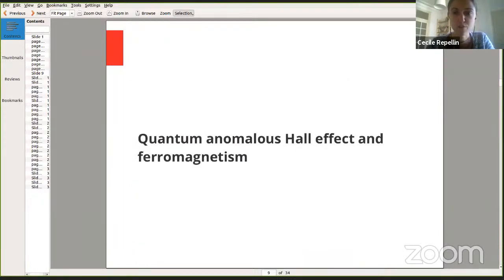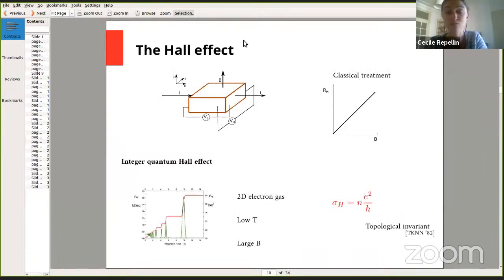So let's start with some reminders about the quantum anomalous Hall effect and also its relationship with ferromagnetism. As you all know, the Hall effect is the phenomenon that arises when you have a material in a magnetic field and there's a current going through this material. And because of the magnetic field, you can observe a voltage that is perpendicular to this current. Within a classical treatment, the corresponding resistance is just proportional to the magnetic field.